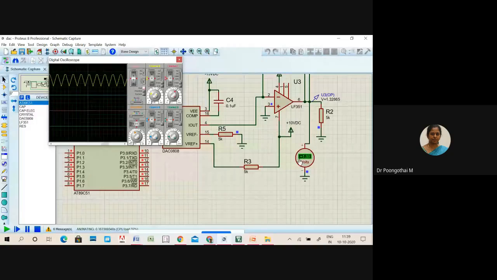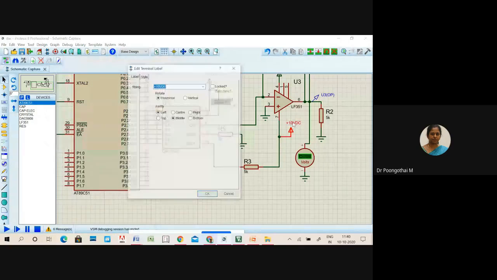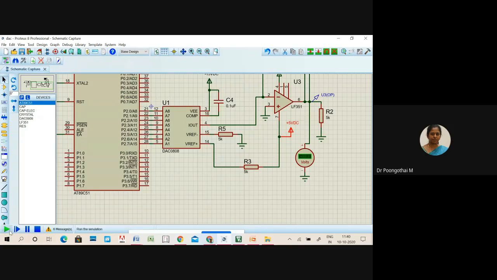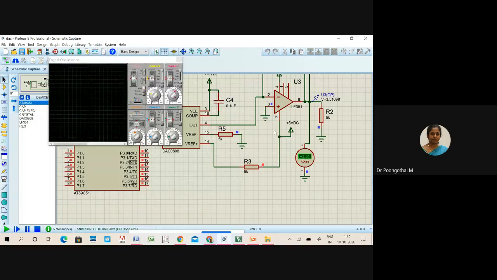So here you can see the output variation. The maximum voltage is 8 point something, around 8.5. Suppose I am changing this voltage to 5 volt DC. So the value changes from 0 to some 3.5.